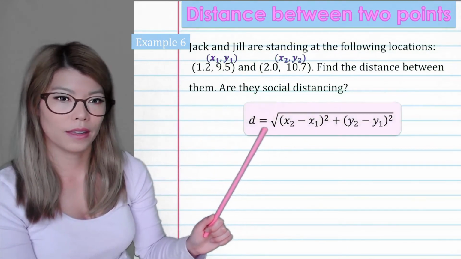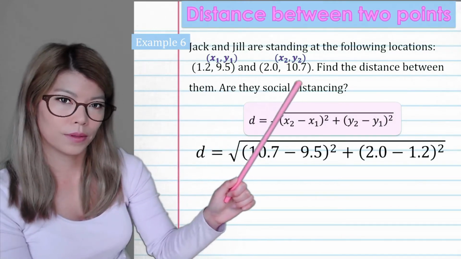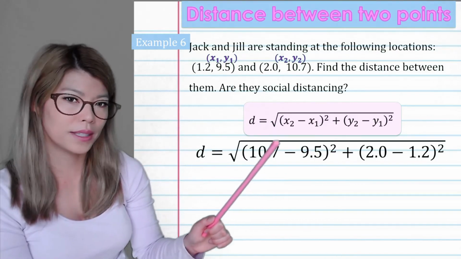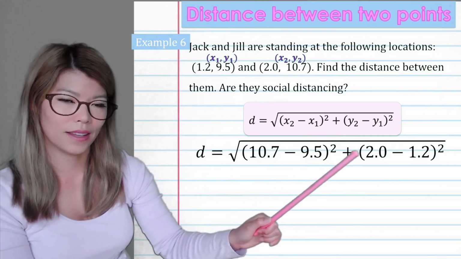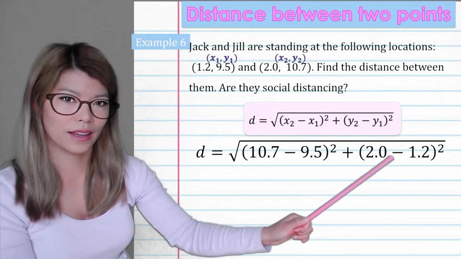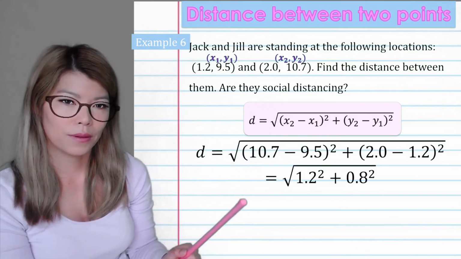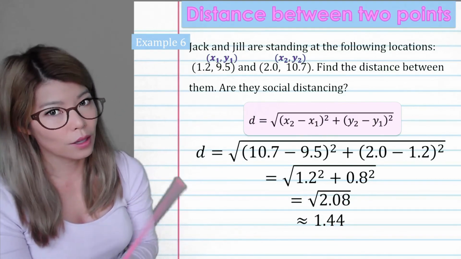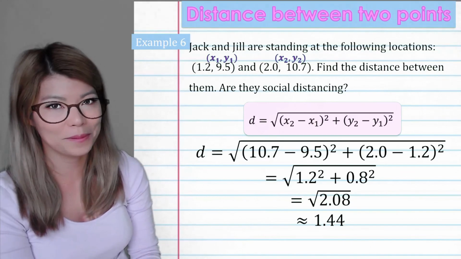I'm going to write the formula, and now I'm going to plug in all the values. Oh, I've done them the other way around, but it's still the same answer. I've done the y's over there and the x's over there. As long as you're consistent, that is fine. So now we have 1.44. So Jack and Jill are being naughty. They're not social distancing because the distance is below 1.5 meters.